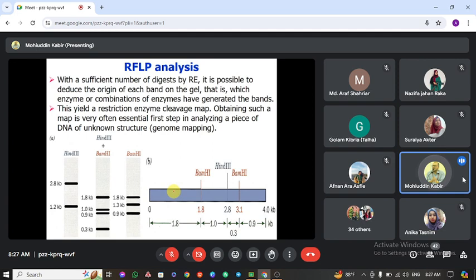This slide shows an example of RFLP analysis to get information about the genome. We did not have any information about the genome except the length. For example, this is the genome. We only know through the PCR process that this genome has a length of 4 kb.